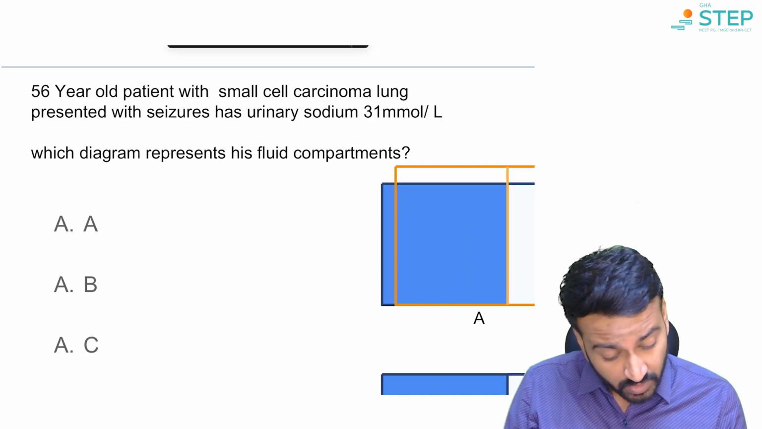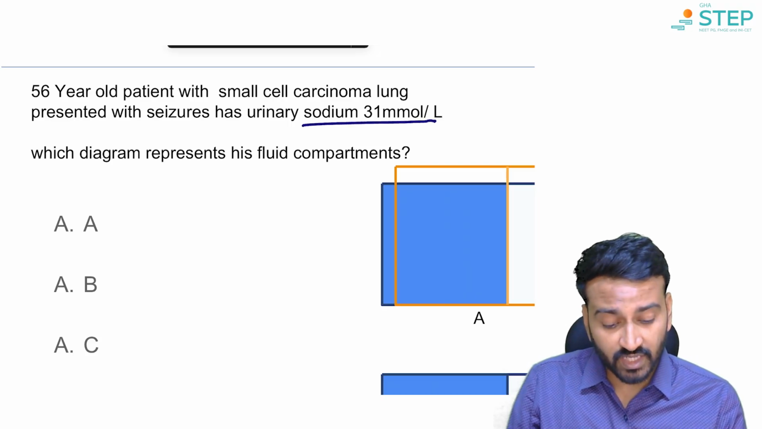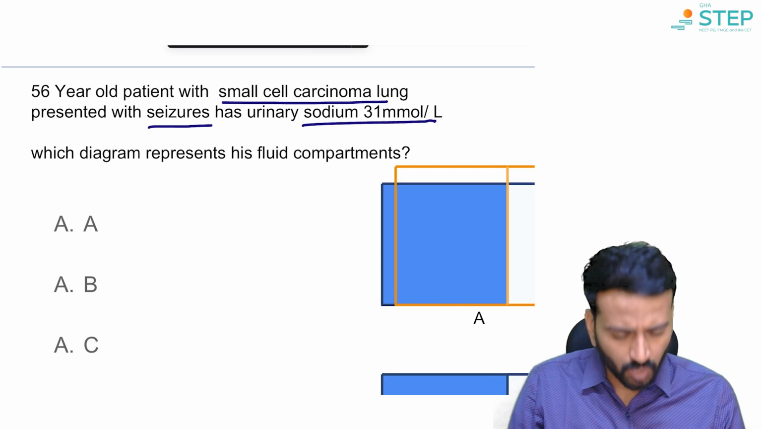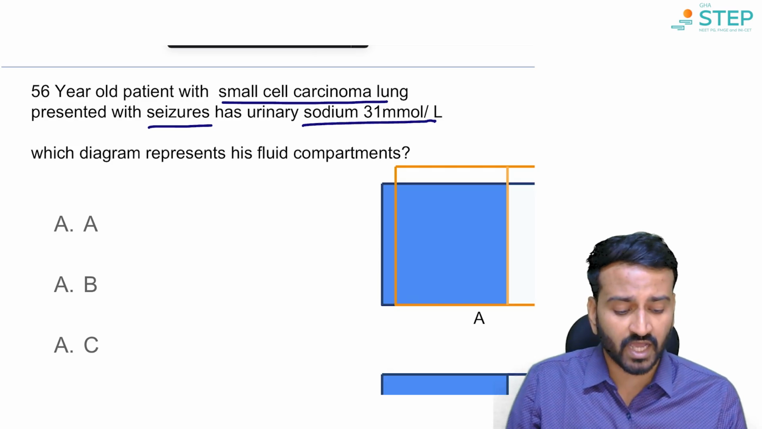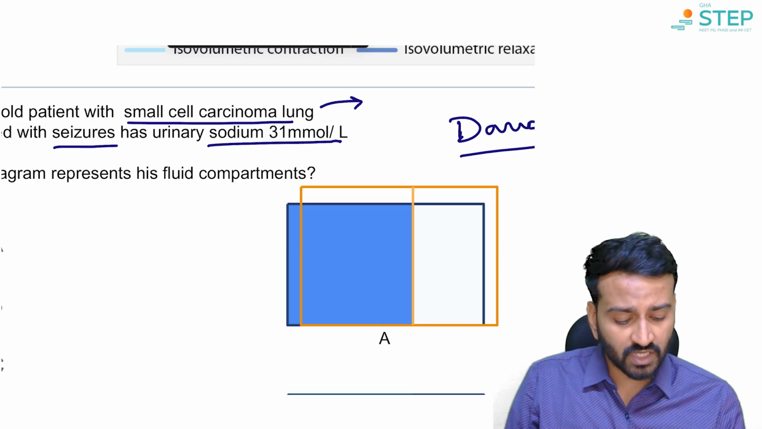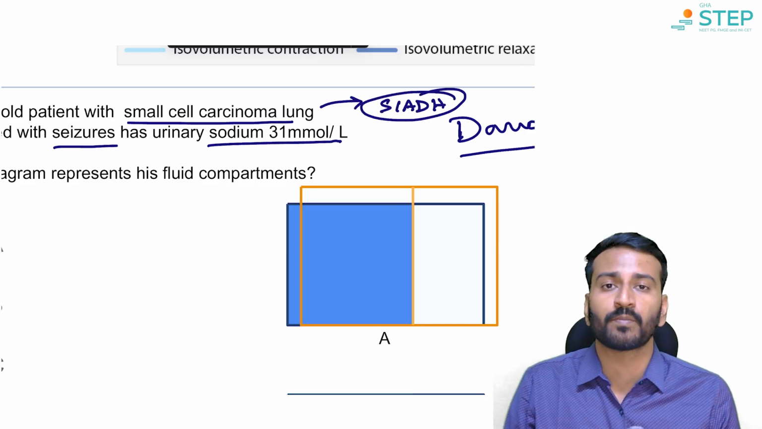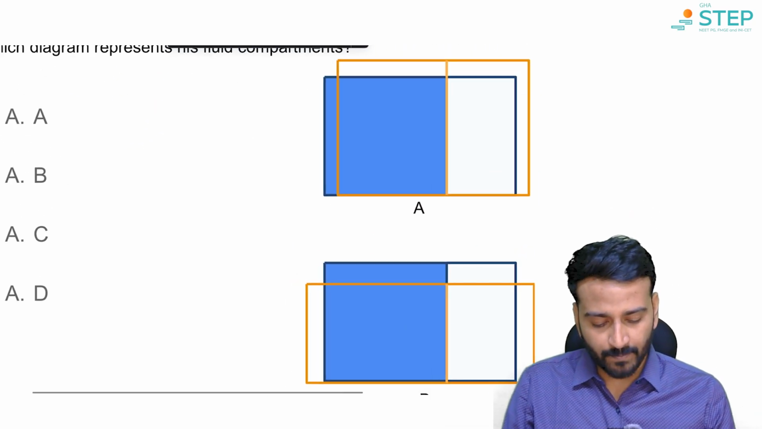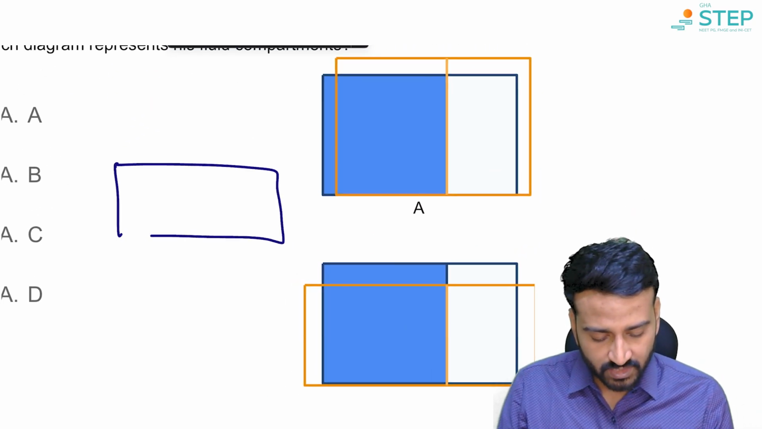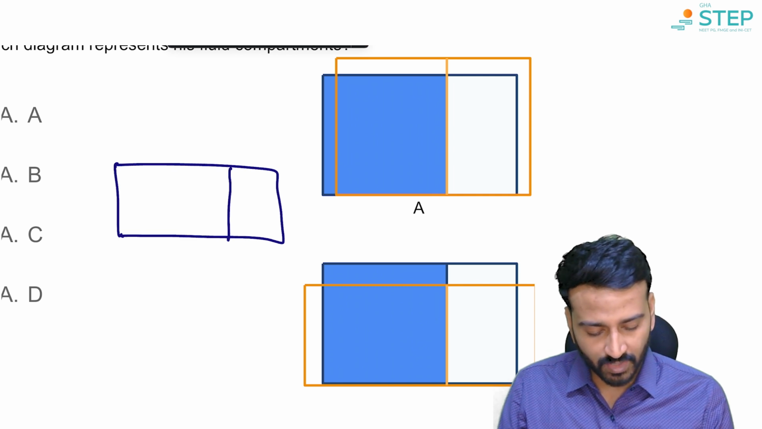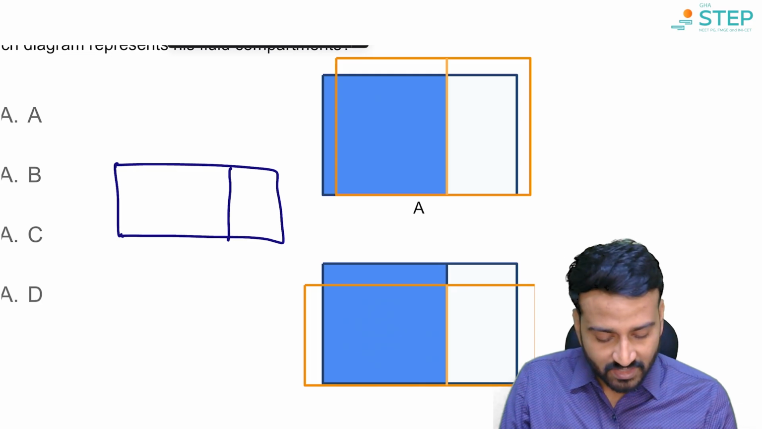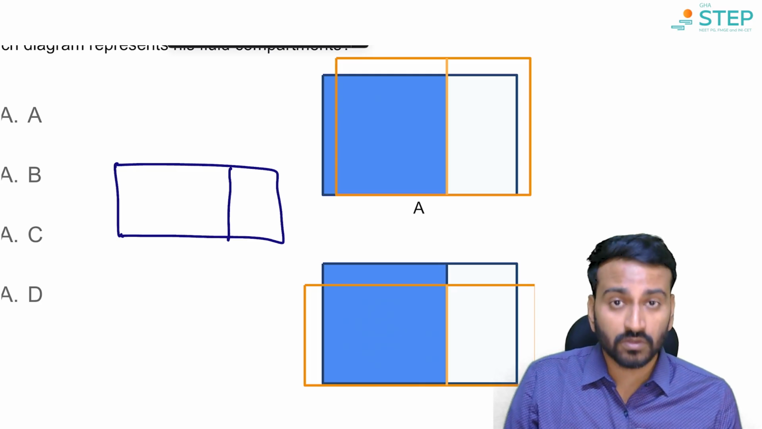Here he says that urinary sodium excretion has increased, there is small cell carcinoma lung, and there are seizures. Dyselectrolytemia, probably hyponatremia, and small cell carcinoma lung should hit you with something called SIADH. It's a paraneoplastic syndrome of inappropriate antidiuretic hormone. So what is happening here? If you take the blue lines of this Darrow-Yannet diagram as the normal, and the yellow one as the abnormal one which we are going to plot.